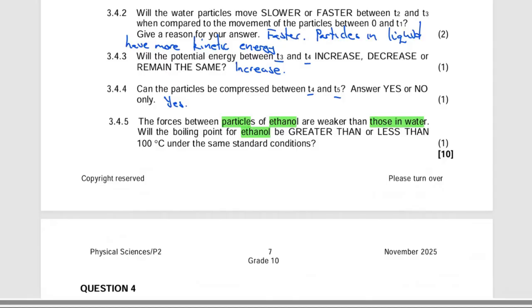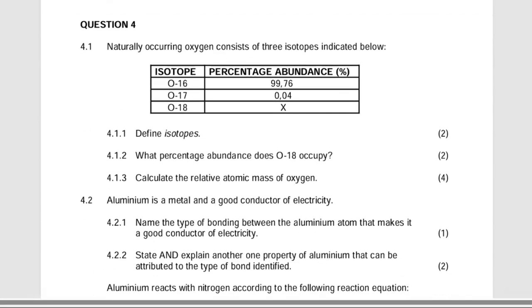So now we should know that the forces between the particles of ethanol are weaker. If they are weaker, will the boiling point of ethanol be greater than? No, it's going to be less than. Because it says here the forces of particles of ethanol are weaker than those in water. So the boiling point is going to be less than 100 degrees. So under the same conditions, ethanol is going to boil at a temperature that is less than 100 degrees.